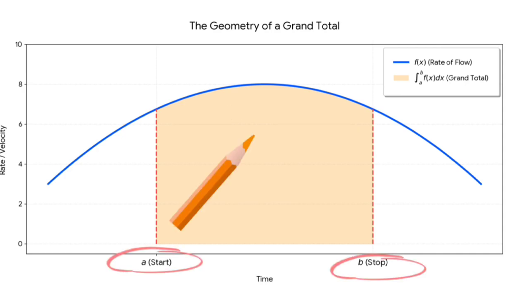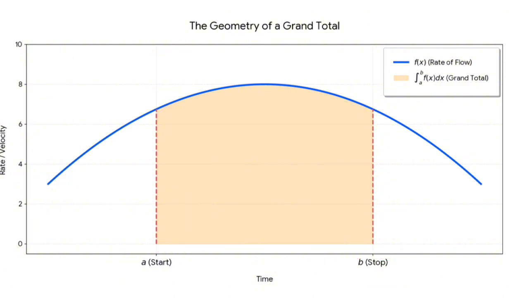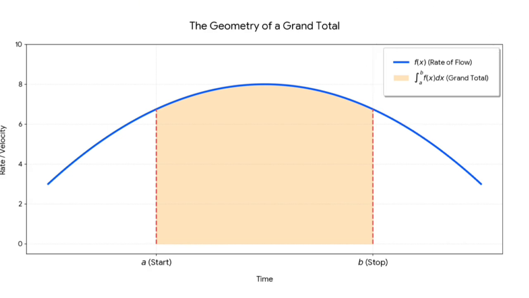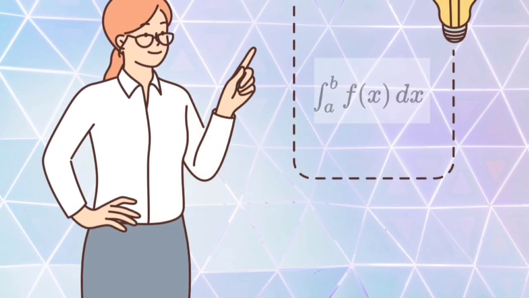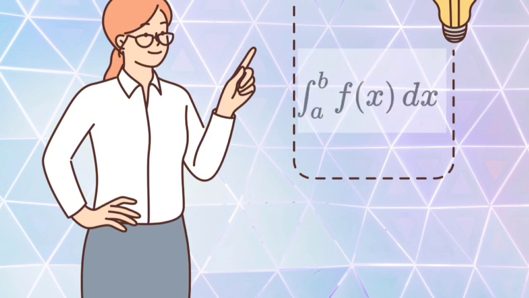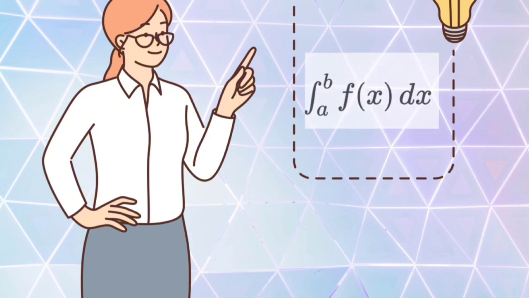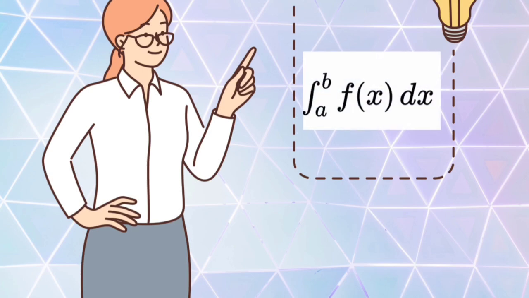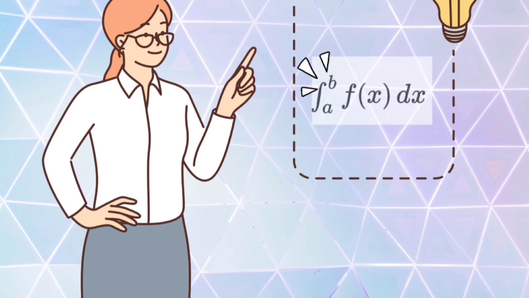Mathematically, the definite integral helps us to compute the total accumulation under the curve. It is a shortcut to find the grand total of a flow. This formula, the integral of f of x from a to b, is like a timer. It adds every step of distance covered from the moment you hit start, a, until you hit stop, b.